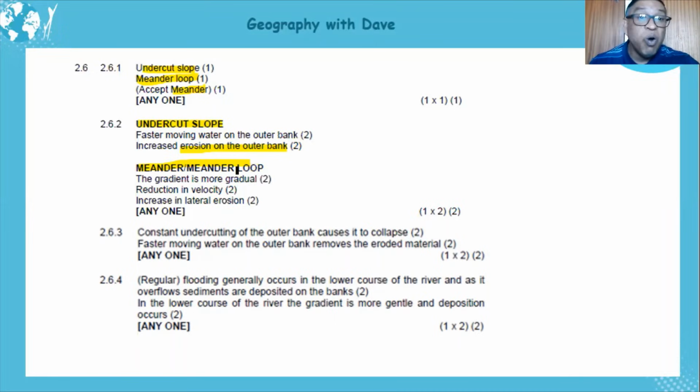Or that becomes more gradual, or reduction in velocity of the river, so it starts to wind. If you throw a bucket of water straight, it's going to go straight. If you let it trickle, it's going to meander, or bend as it moves. As I said, I'm not going to go through all the options.